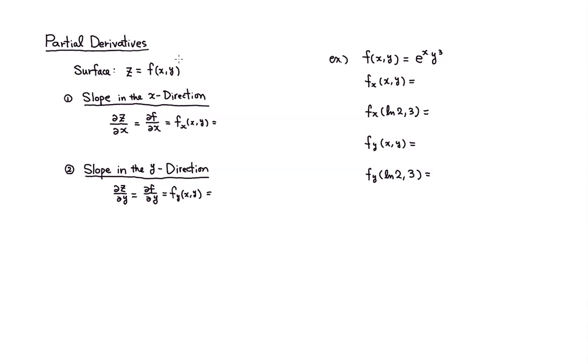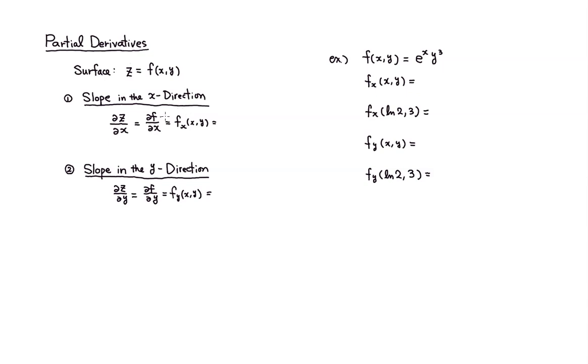Then we can still talk about slopes, but you have to specify a direction, because depending on which direction you travel on the surface, the slope will be different. So we can talk about the slope in the x direction and the slope in the y direction. Let's find the slope of the surface in the x direction. This is called the partial derivative with respect to x. The notation is partial derivative of z with respect to x, or if the function name is f, partial of f with respect to x.